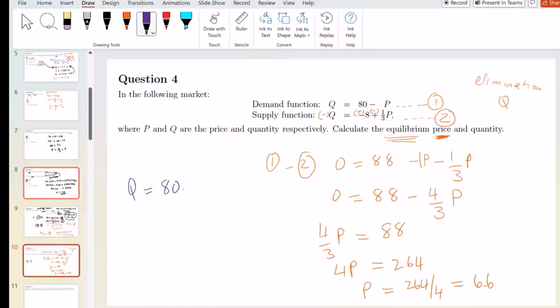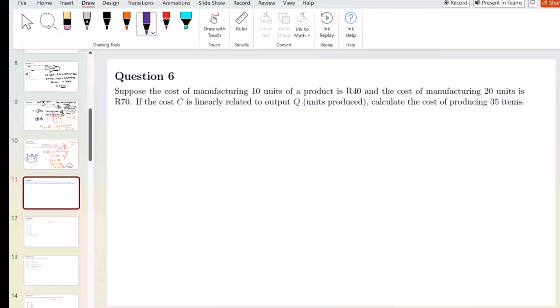So the points of equilibrium. So this one is going to be your quantity, the price at 66. That's where you are going to find the points of equilibrium. That is the points of intersection. So it's just a throwing of words here. Okay. Let's look at this one.